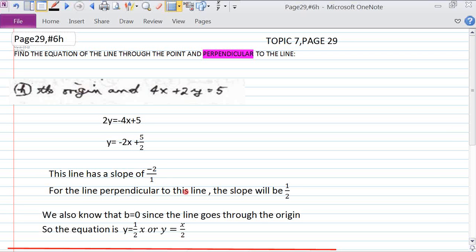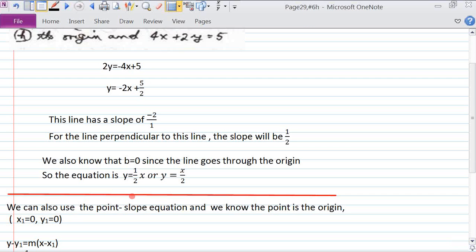And for the line to be perpendicular to this line, the slope will be, we put the denominator where the numerator is. We put the numerator where the denominator is, so we get minus a half, and then we change the sign and we get a half. Now, we also know that b equals 0 since the line goes through the origin. Okay, that's the y-intercept in this case.